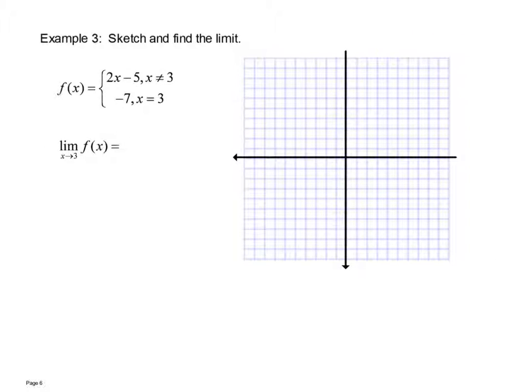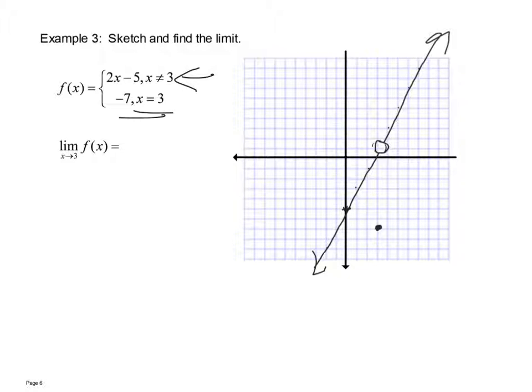All right, so what about a piecewise function? I want you to pause and try to graph this yourself just to practice piecewise. All right, so this is what my graph looks like. It's a line everywhere where x does not equal 3, but at x equals 3, it's just -7. So it ends up just being a point since it's only at x equals 3. Okay, so there's my graph.